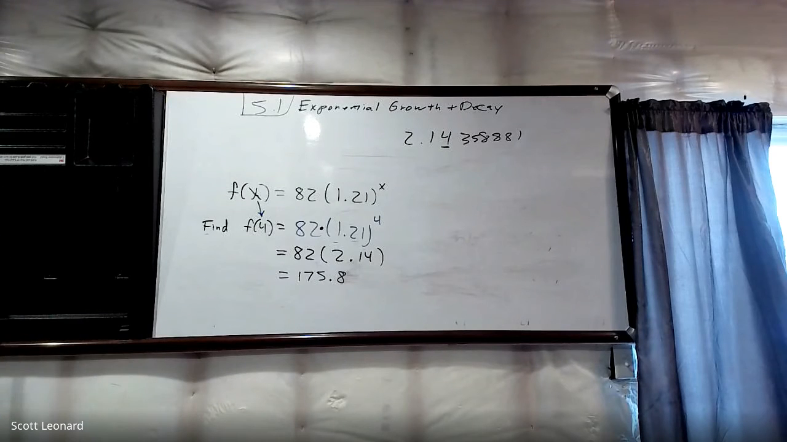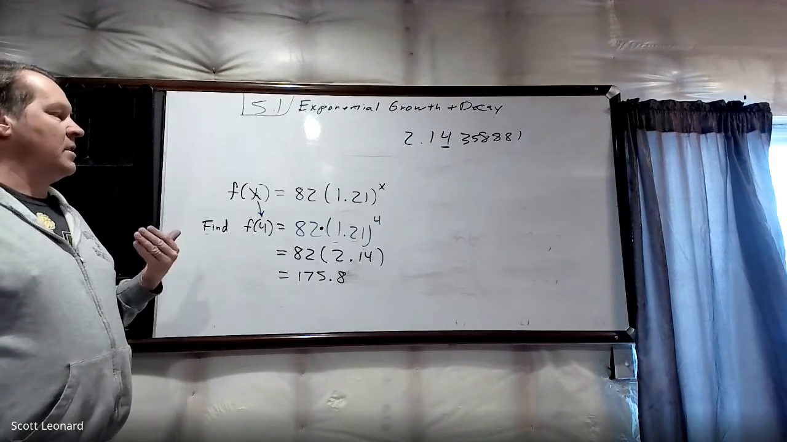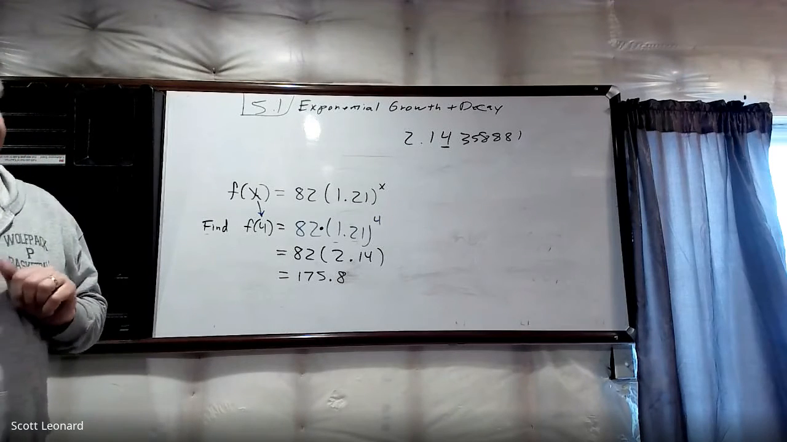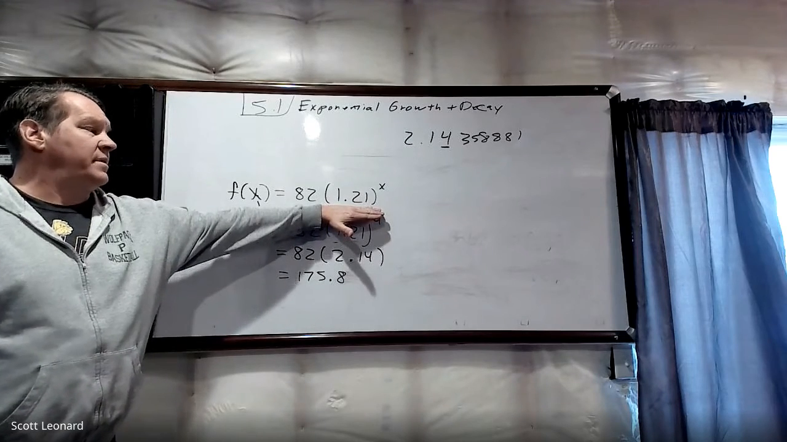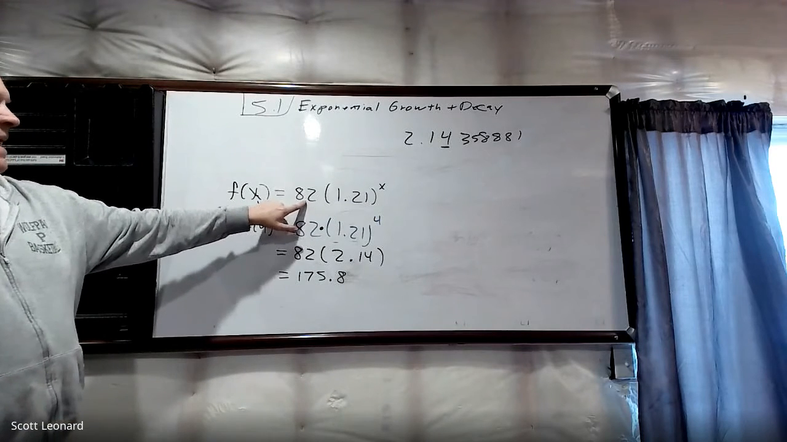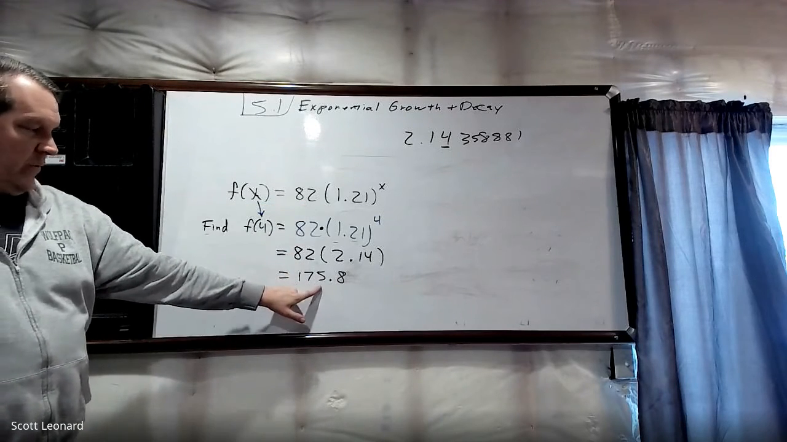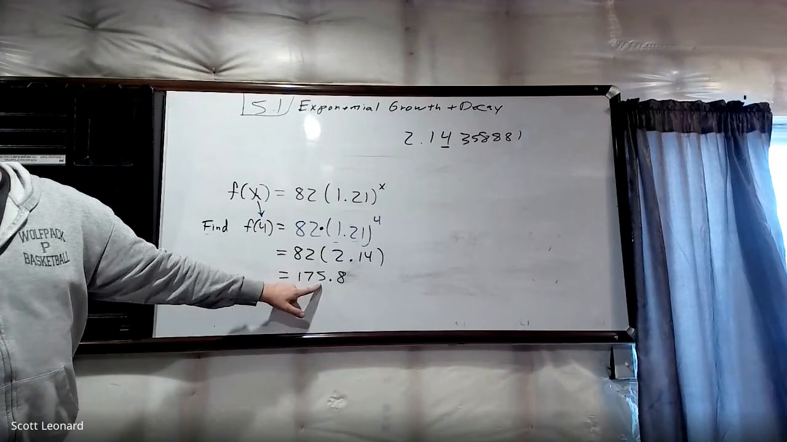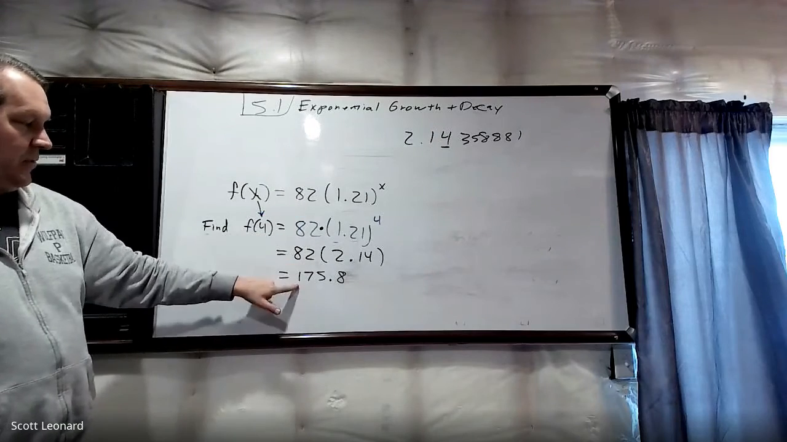Now, I want to go back to the original equation. What was our initial value? How much of whatever we're talking about did we start out with in this problem? If I look at my original function, what are we starting with? Not the multiplier. We started with 82 people, $82, 82 bacteria. What did we end up with when we were done? We ended up with 175 of whatever we started with. Does that make sense? Because this number was larger than 1, this number went up from 82.